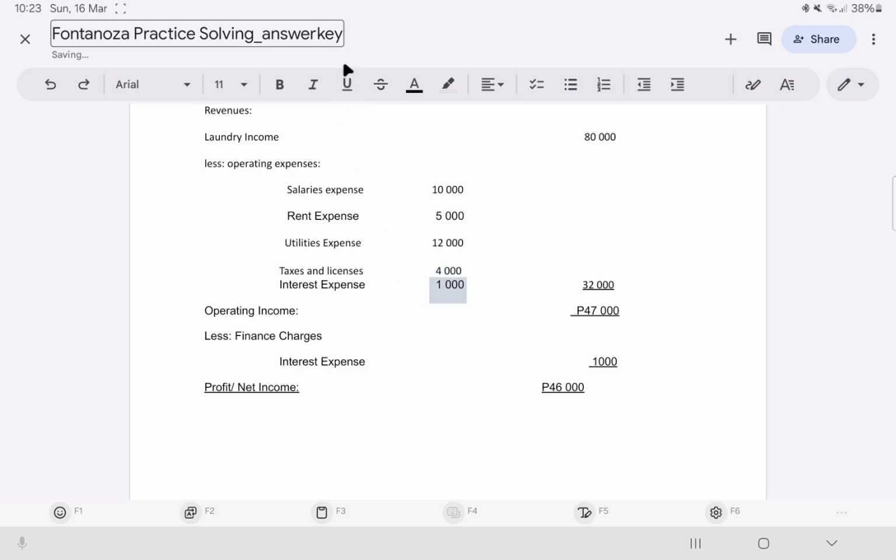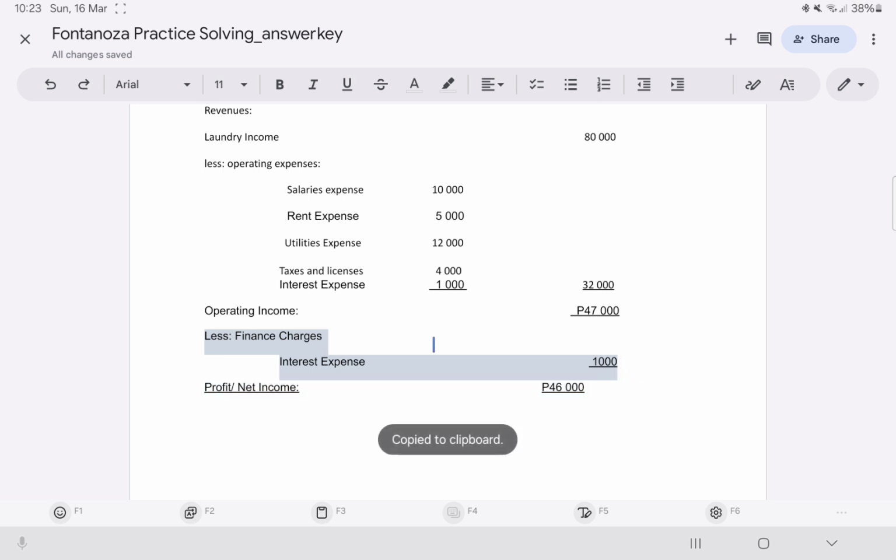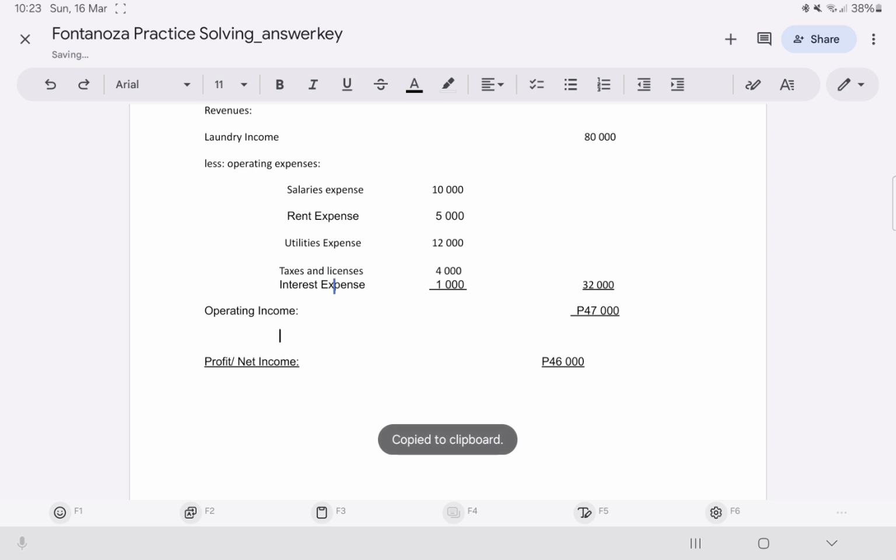okay, so that's the format if we're going to get the interest expense, and if we're going to include it here in the operating expenses.